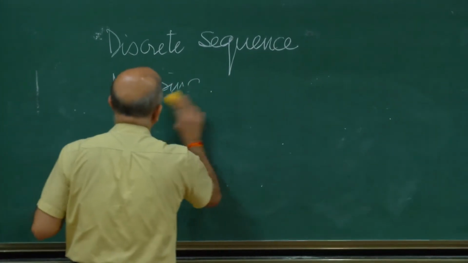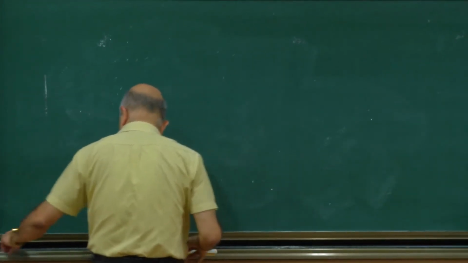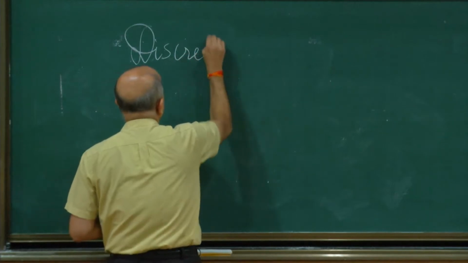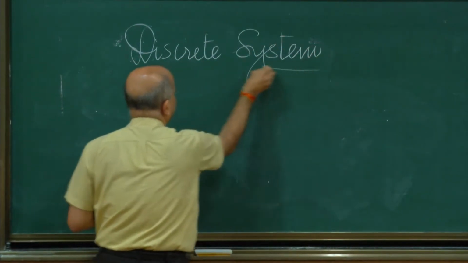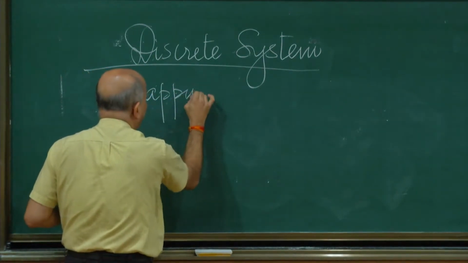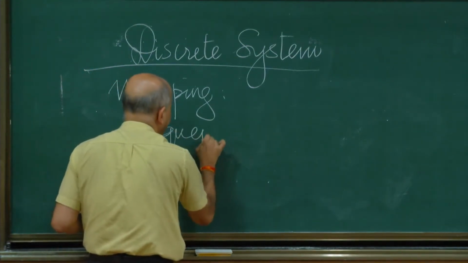So, what is a system? Let's first talk about a discrete system. A discrete system is again a mapping. It's a mapping from sequences to sequences.